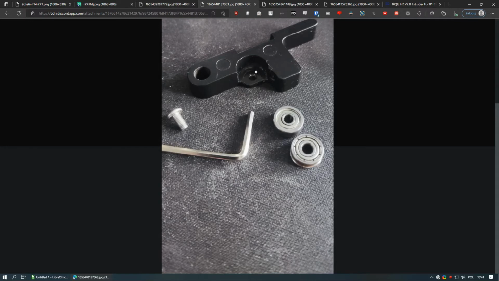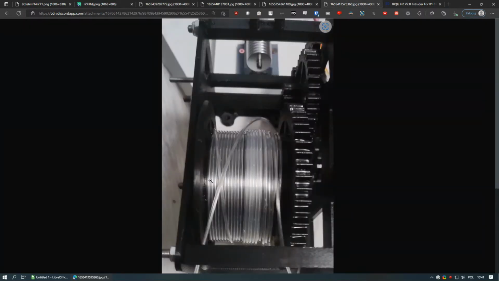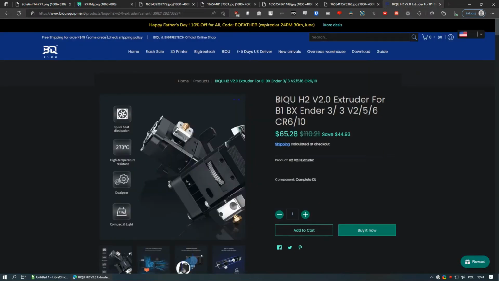Despite having very uniform filament, I was not able to print with it, so I have decided to replace my head with a dual geared one. I have chosen BQH2V2. We will see how it goes in about a week.